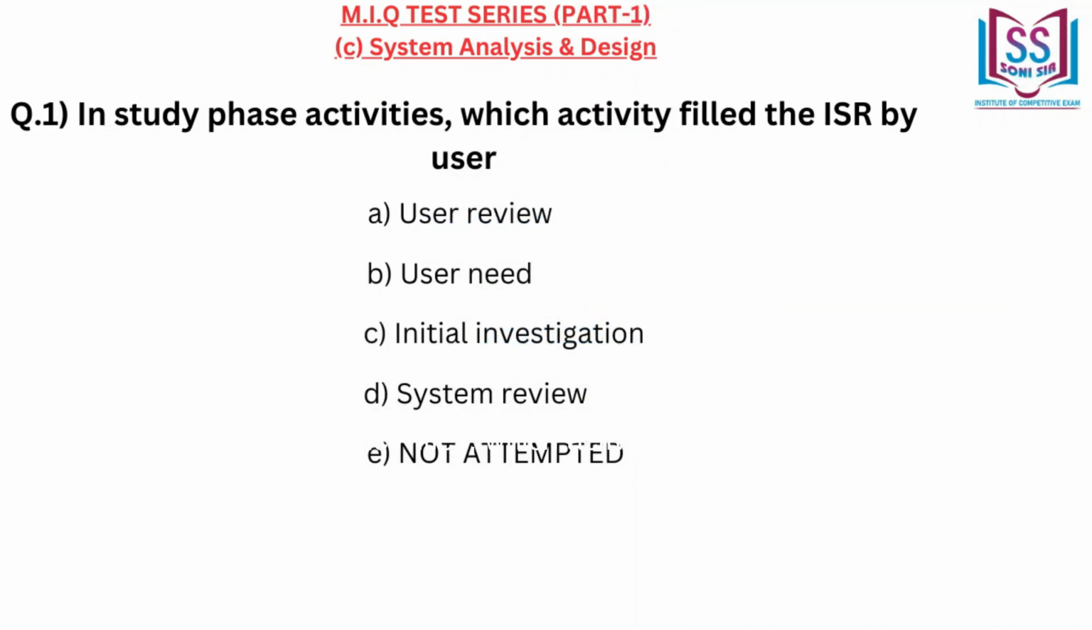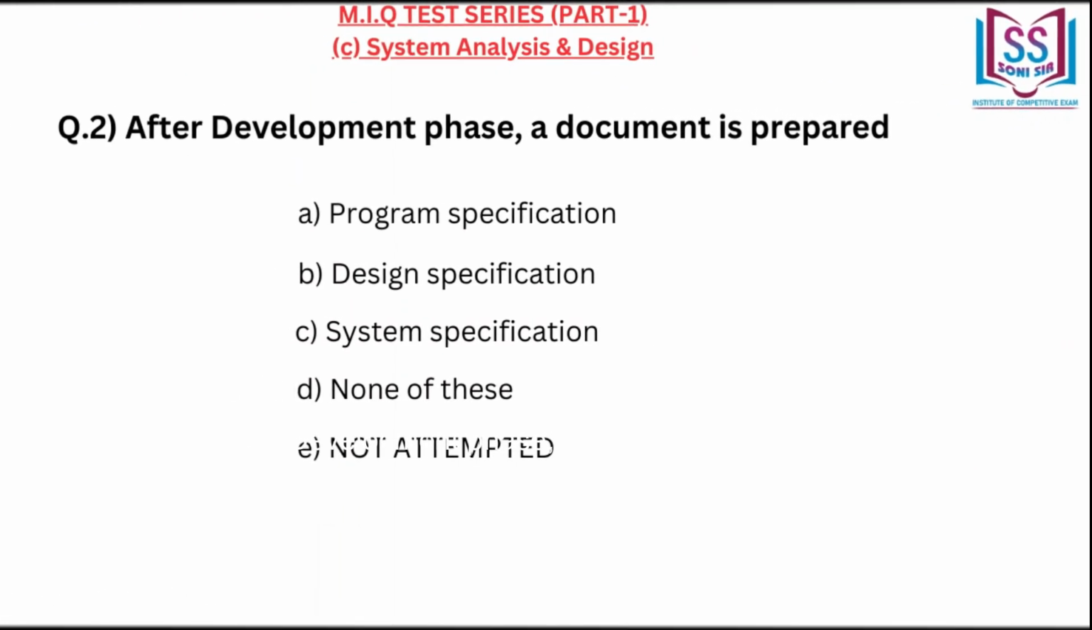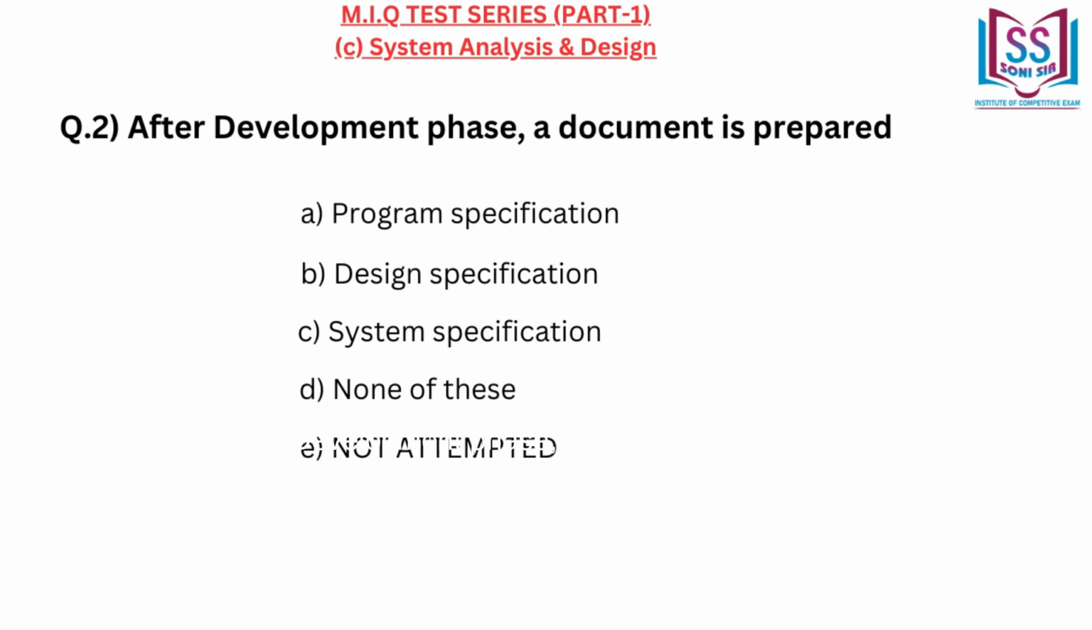In study phase activities, which activity failed the ISR by user? A. User review. B. User need. C. Initial investigation. D. System review. After development phase, a document is prepared. A. Program specification. B. Design specification. C. System specification. D. None of these.